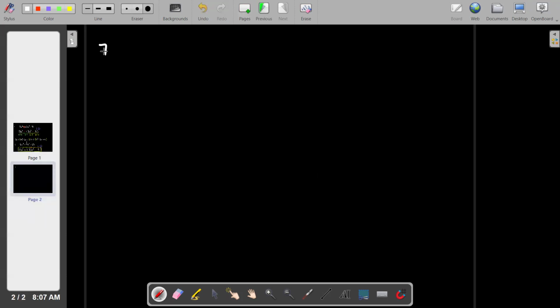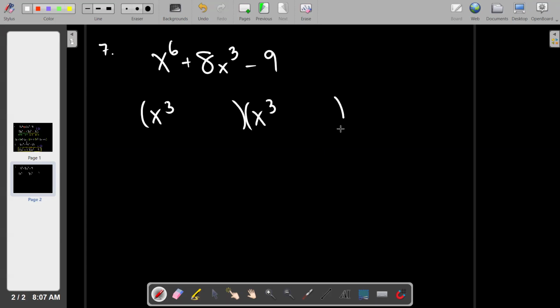Number 7. And remember for your notes that squares have to have plus or minus. Cubes, you don't care, right? Cubes go both ways. Squares, you've got to be picky. All right, x to the 6th plus 8x to the 3rd minus 9. It's always a nice little break when there's no number in front. It just feels relaxing.